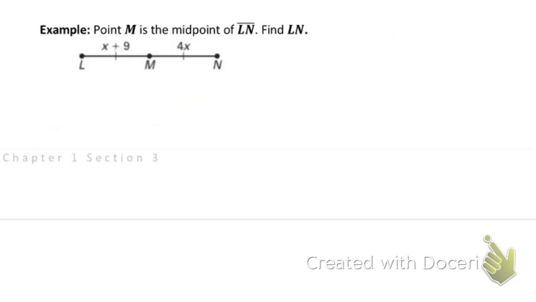Quick example. Down here it says that M is the midpoint of LN. Find LN. So if M is the midpoint, you can already see the tick marks on there. That means LM and MN must be congruent. That's the definition of midpoint. Midpoint cuts it right in half, creating two congruent segments. That means LM is congruent to MN, which leads us to the fact that x plus 9 must equal 4x.